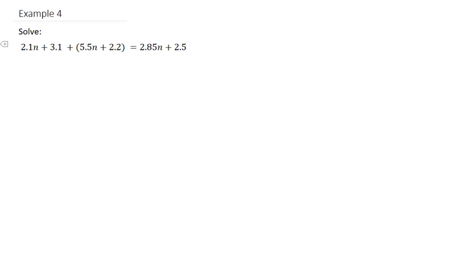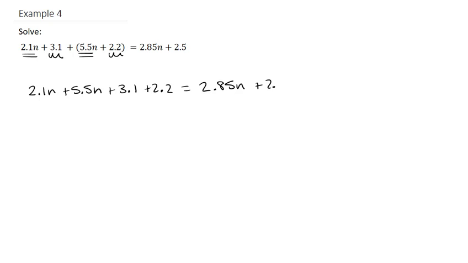Solve for the following. In this one, you can see it's a little bit longer, and so we're going to need to simplify before we start adding and subtracting on the left-hand side. So let's regroup certain numbers together. I like to add the n's and put them right next to each other, and then we'll put these next to each other because these are just numbers. This helps me think through what I have to do next. So we have 2.1n plus 5.5n plus 3.1 plus 2.2, which is equal to 2.85n plus 2.5.